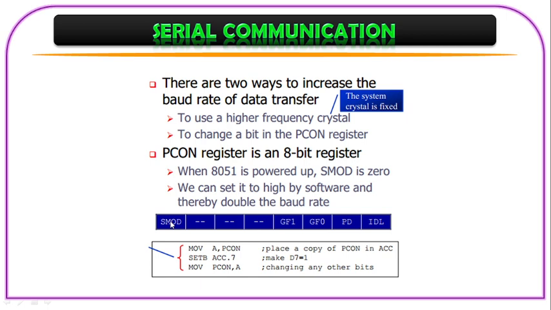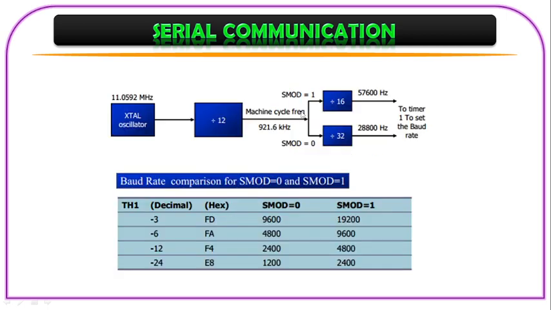Now if this bit is 1, what happens is the division rate is 16. Usually it is 32. So if I want to divide it by 16 to get a higher frequency, double the frequency, this bit has to be 1. Otherwise if it is 0, it will be internally divided by 32 to give 28.8 kilohertz. Otherwise it will be 57.6 kilohertz. So this is one way of increasing it.